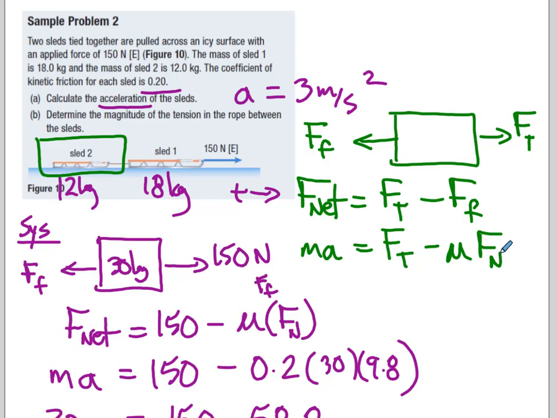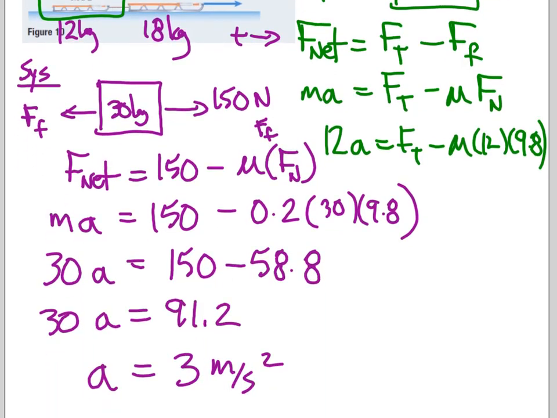Okay, so the mass of sled 2 is 12. Ft is what I want. This is going to be mu times 12 times 9.8. I guess I should have erased this and given myself a little bit more room, but we can persevere. We'll get through it. My acceleration is 3. I could have added that in as well. So let's just cover that out and put a 3 in there.